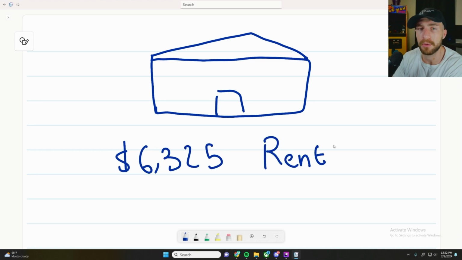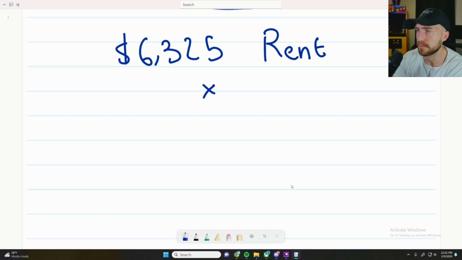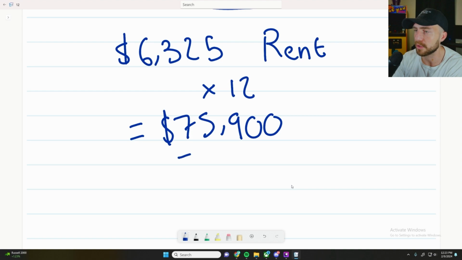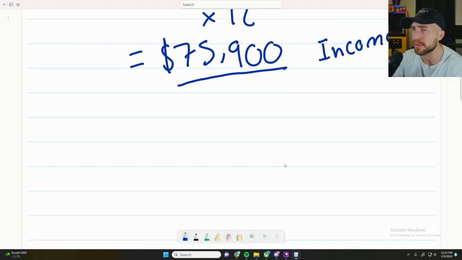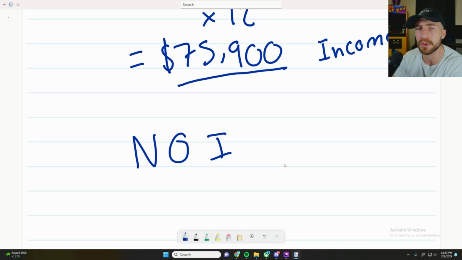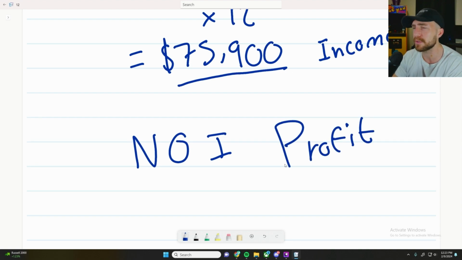Now, so we had 6,325, was it? Now we need to annualize that, times 12 equals $75,900. That is their yearly income. This is their annual income, right? Now, to calculate cap rate, do we just take this number and divide it by the purchase price? No, because this is their income, but we want to know what their profit is, or their net operating income, right? We want to know what the NOI is, the profit. So how do we get that? Well, we have to subtract expenses, but we don't have those numbers.